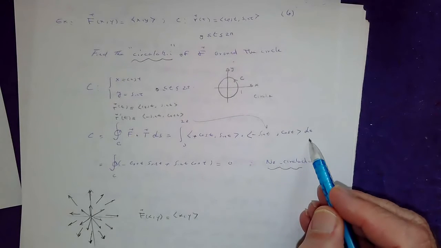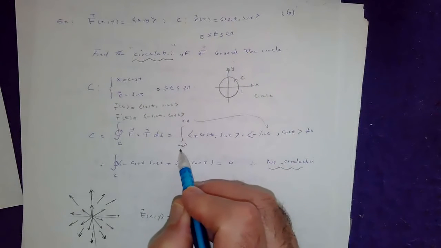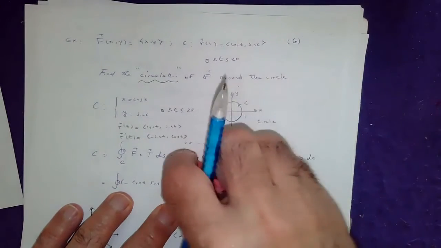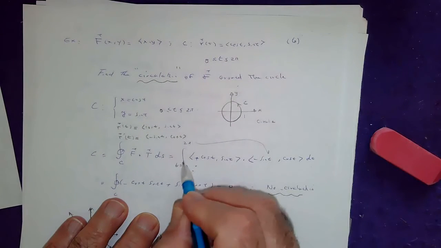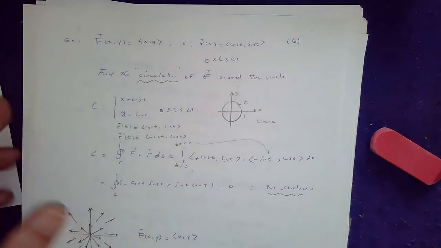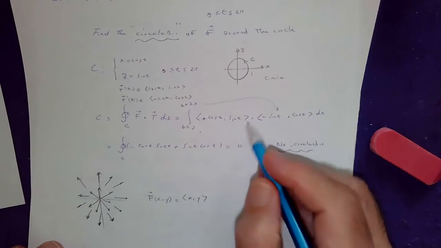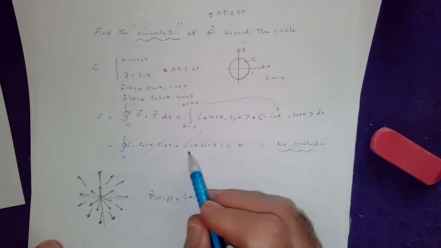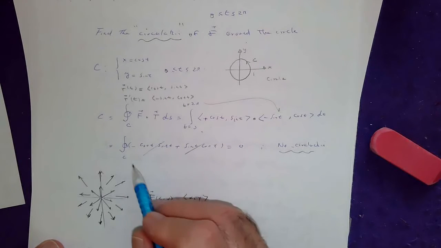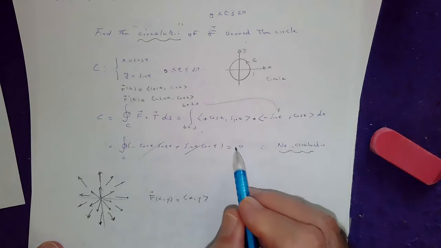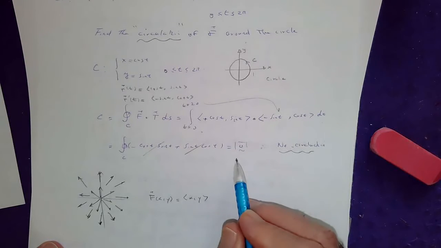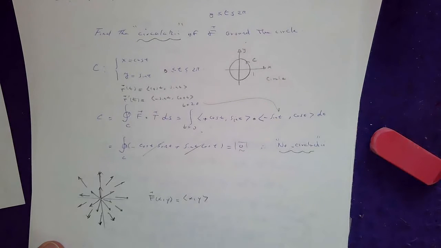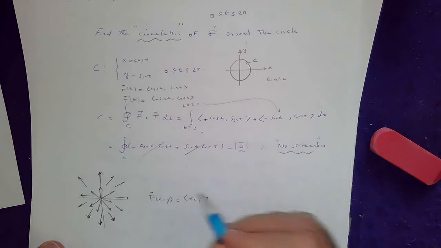Don't forget the dt, and t goes from 0 to 2 pi according to the problem. So when I take the dot product, I come up with 0 because these terms pretty much cancel. So all I'm doing is taking the integral of 0, which is 0. So what's the significance of 0? That means there was no circulation. So the flow was not rotating.